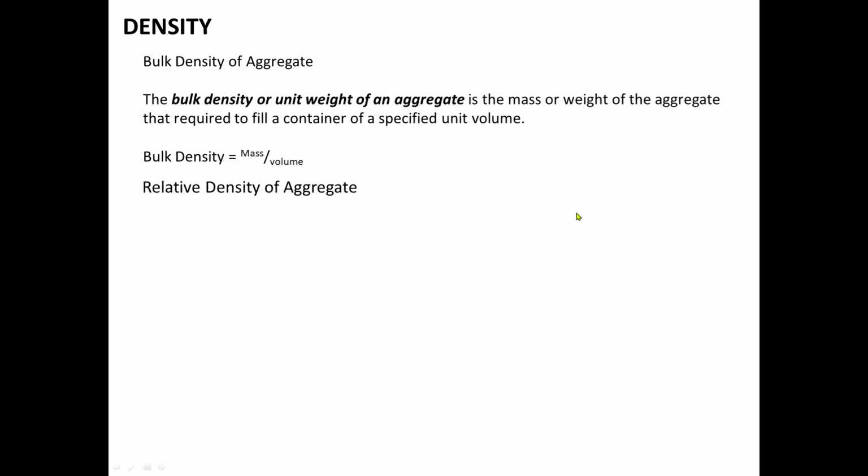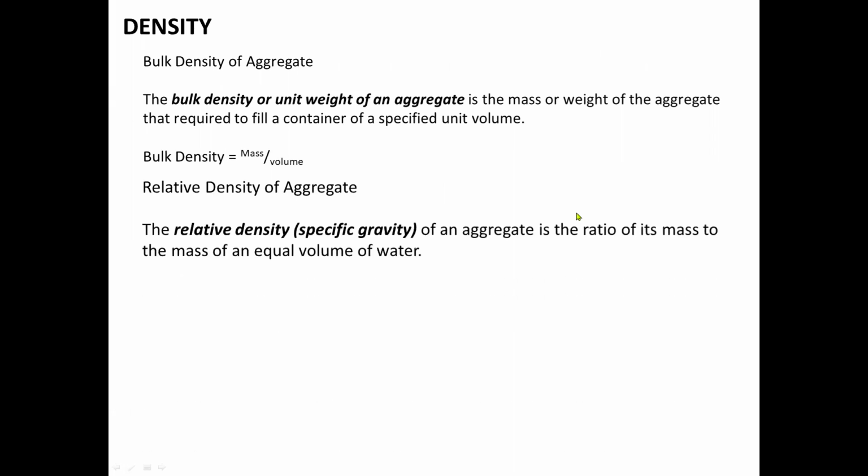And the other one, we have the relative density of aggregate. The relative density, or known as specific gravity of an aggregate, is actually the ratio of its mass to the mass of an equal volume of water. And this is the formula for the relative density that we may use during our testing. Mass of the aggregate divided by the mass of equal volume of water. So ang ratio ng timbang ng aggregate sa mass ng volume ng tubig.